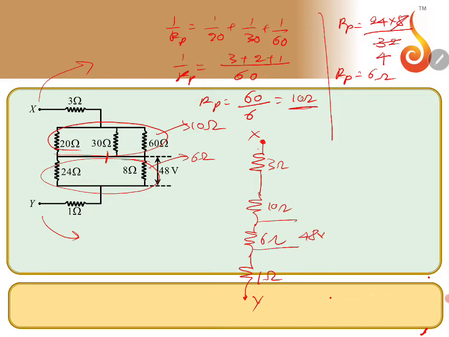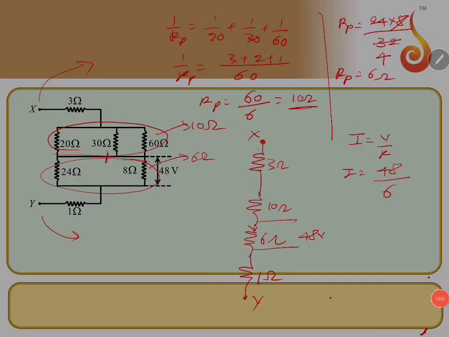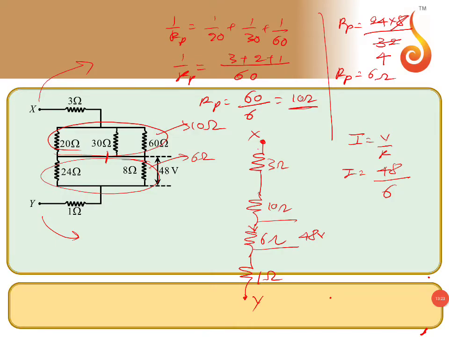So what is the current flowing through this? Let us try to find out that now. I is equal to V by R. What is V here? V is 48 divided by 6. So the current flowing through the circuit is 8 amps. So the current flowing through this complete network is 8 amps.